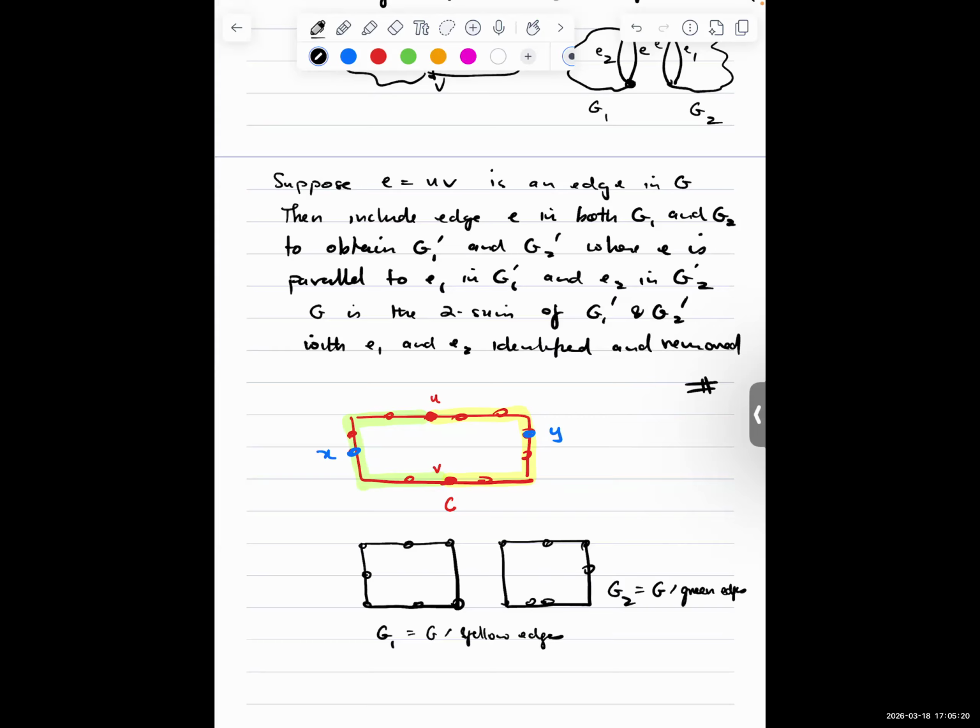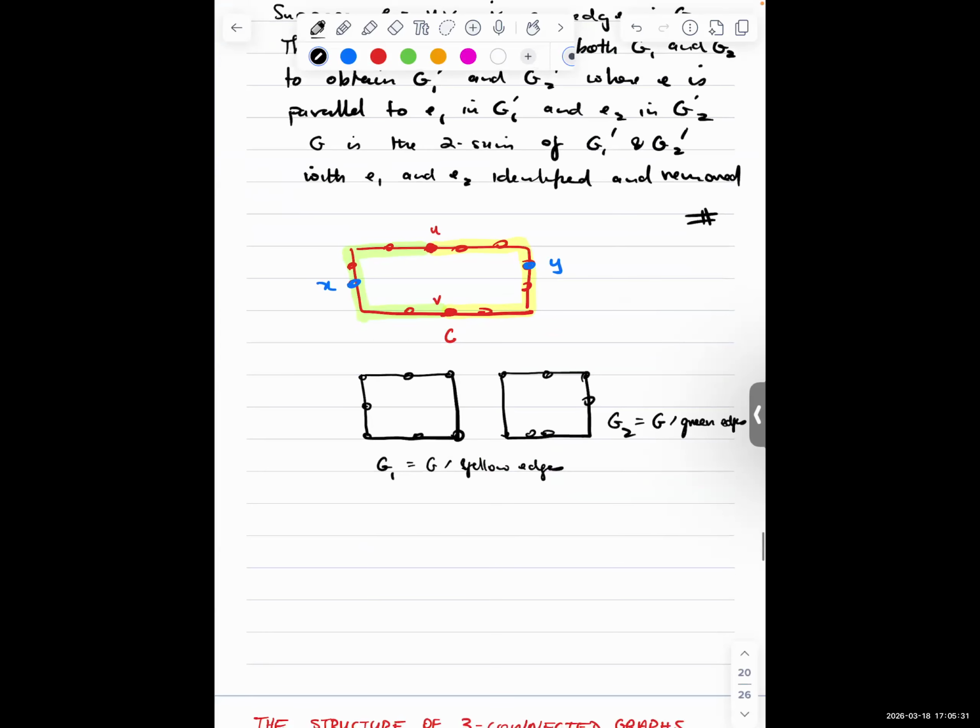I guess something I was confused about was when you do the clique sum, the edge that was now formed between U and V, where does that go? It disappears? So in the clique sum, it stays. In the two sum, it disappears.